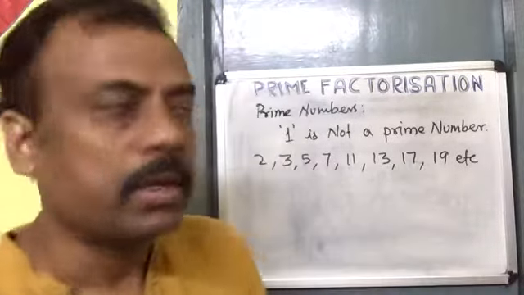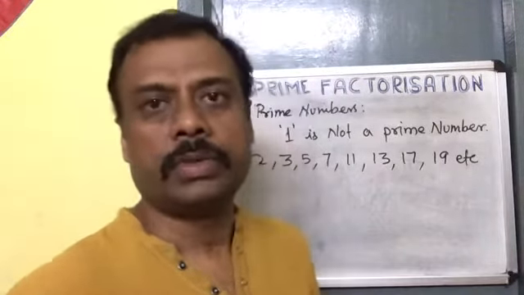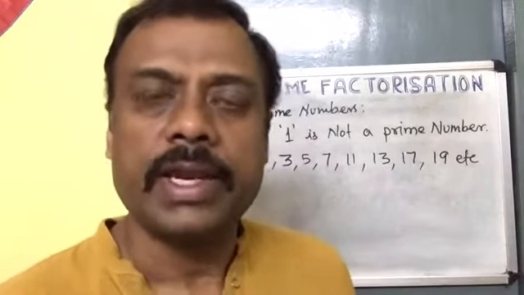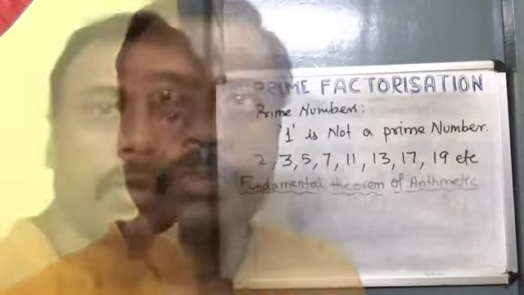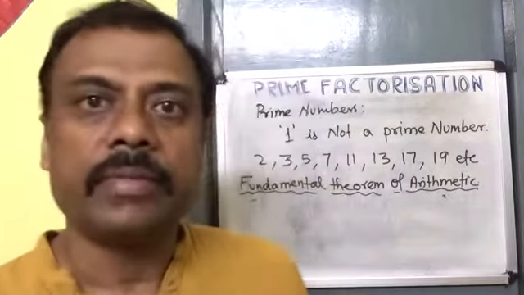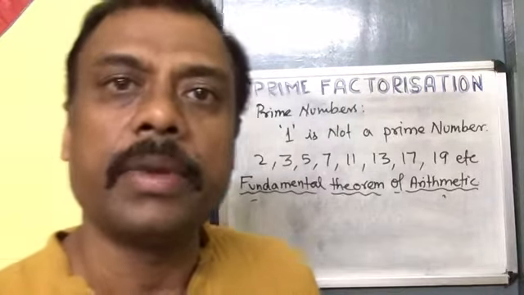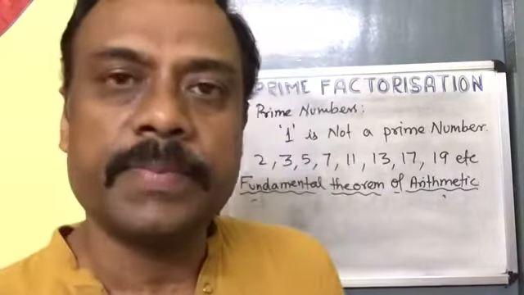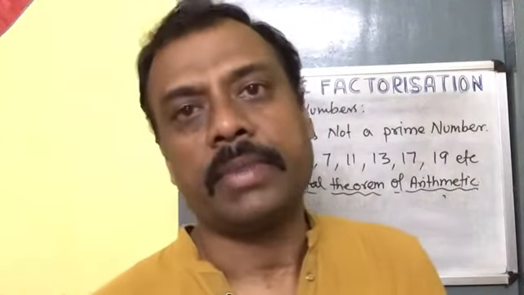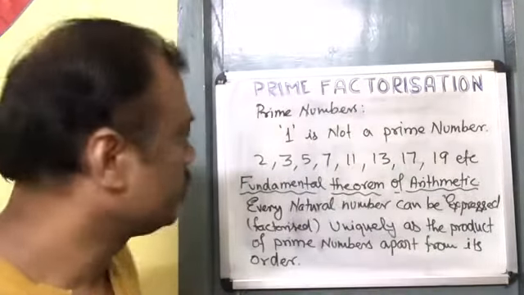Now let us come to our topic, prime factorization. For this topic, we must know one theorem. That theorem is the fundamental theorem of arithmetic. Let us discuss what it is. The fundamental theorem of arithmetic says that every natural number can be expressed uniquely as a product of prime numbers, apart from the order. Try to understand this.